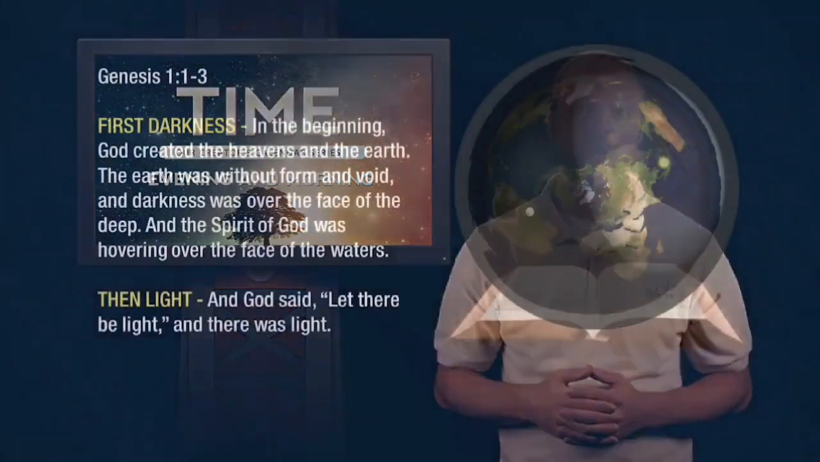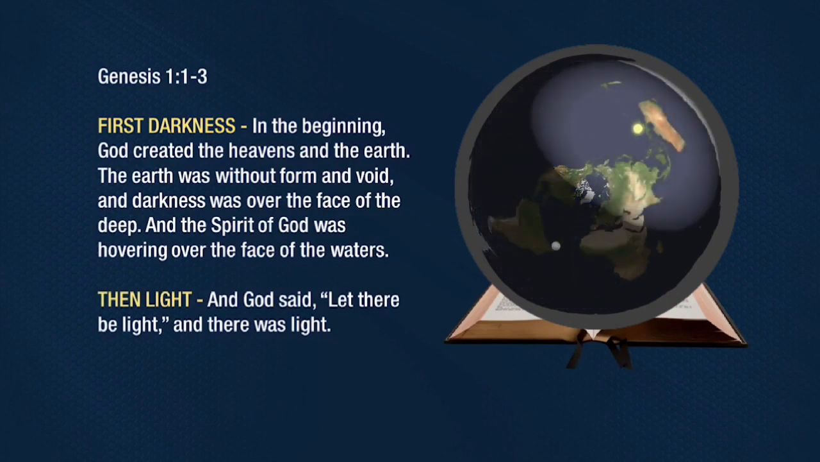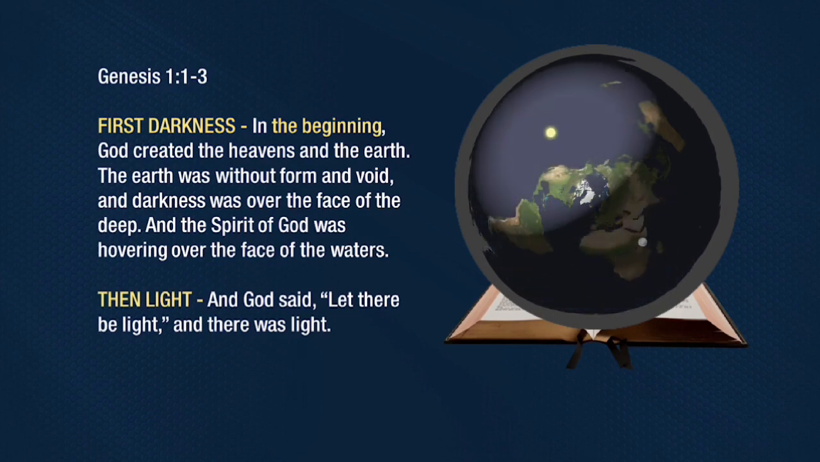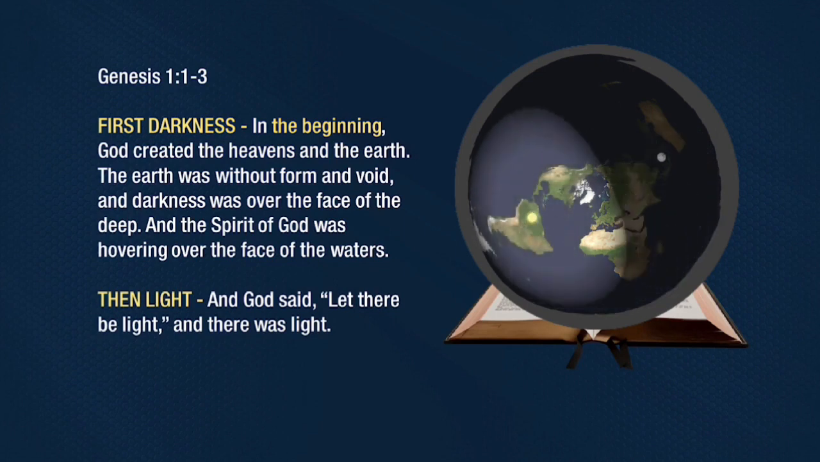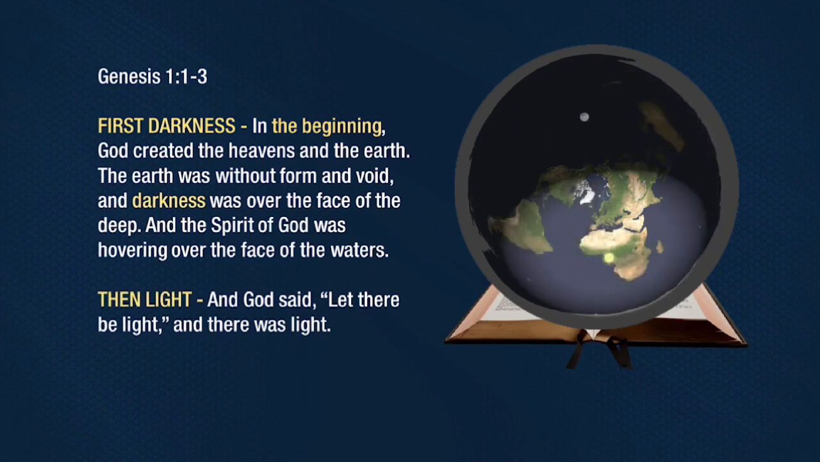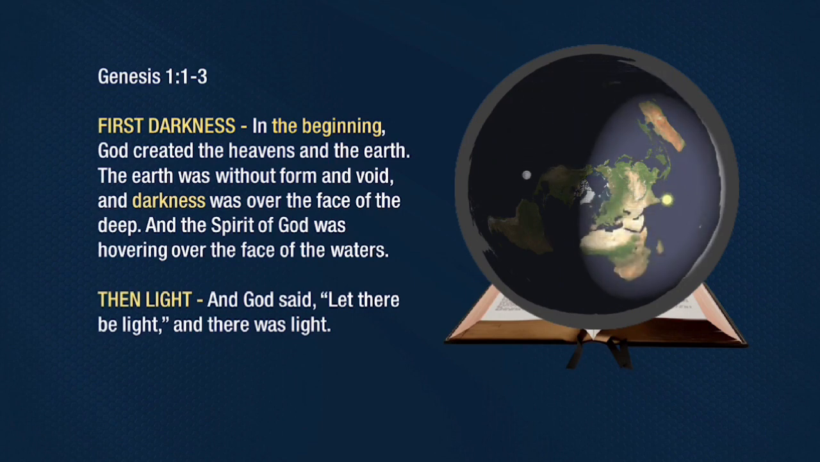This is important. There was no light in the beginning. The beginning did not start when there was light. The beginning started when there was no light. Genesis chapter 1, verses 1 through 3. First, darkness. In the beginning, God created the heavens and the earth. The earth was without form and void, and darkness was over the face of the deep, and the Spirit of God was hovering over the face of the waters. And then light. And God said, "Let there be light," and there was light.